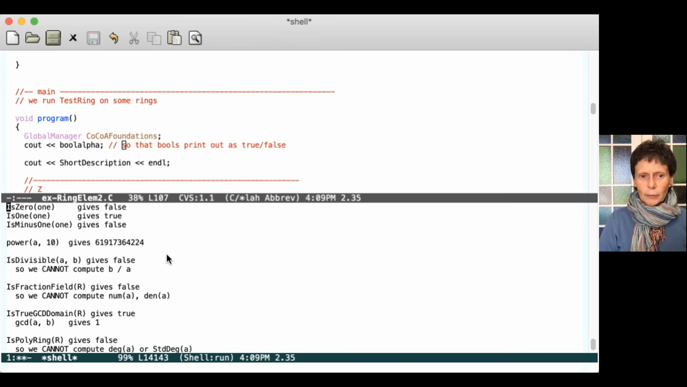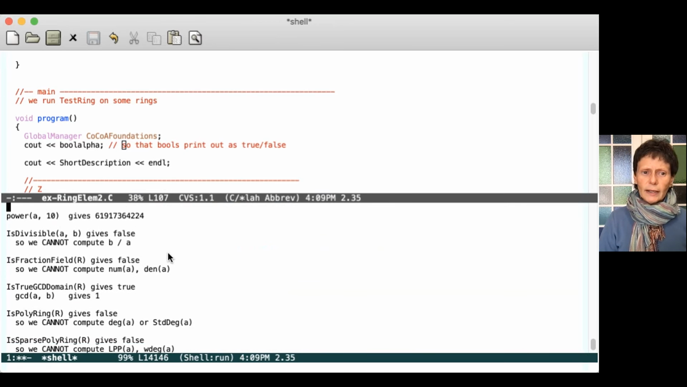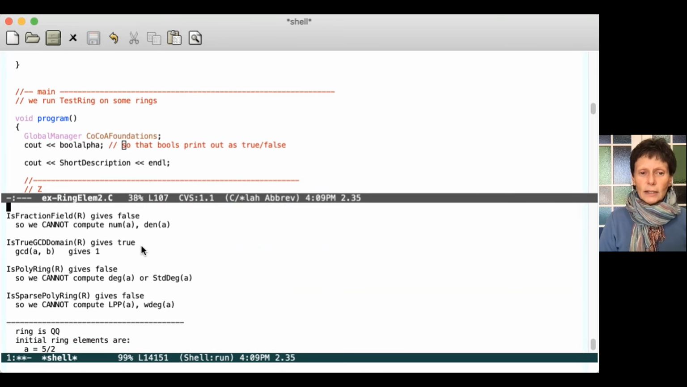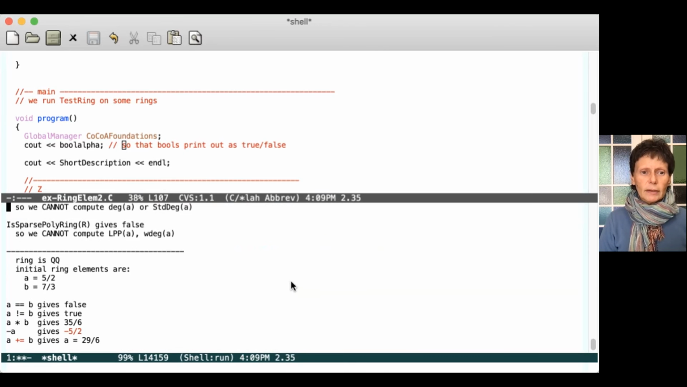And it does the operations we saw before, like is divisible is false, so cannot compute the division, is not a fraction field, so we cannot do numerator denominator, it is a true GCD domain because it's in ZZ, so we compute the GCD, which is 1. It is not a polynomial ring, it is not a sparse polynomial ring.